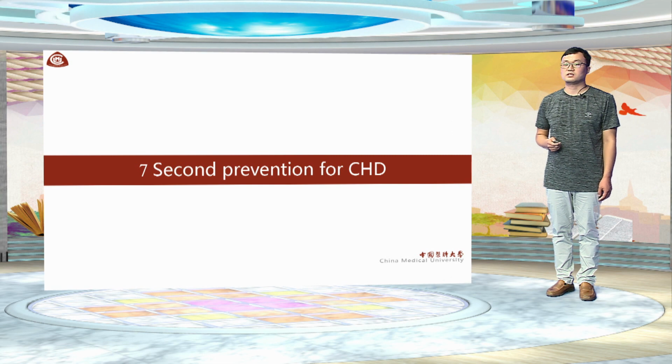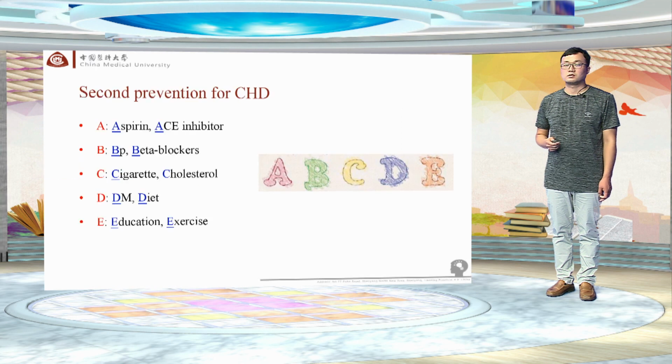Part 7. The secondary prevention for coronary artery disease. In this part, we can summarize the contents into 5 letters, A, B, C, D, E. A means aspirin and ACEI. B means blood pressure and beta blocker. C means cigarette cessation and cholesterol control. D means diabetes treatment and diet regulation. E means education and exercise.